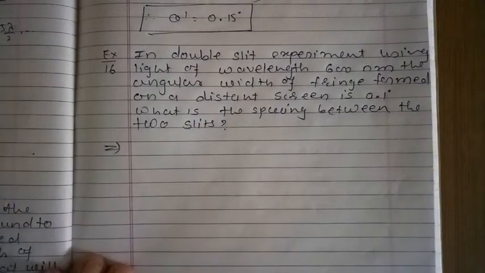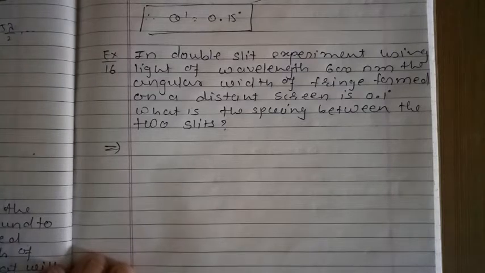Example number 16. In double slit experiment using light of wavelength 600 nanometer, the angular width of fringe formed on a distant screen is 0.1 degree. Then what is the spacing between the two slits?